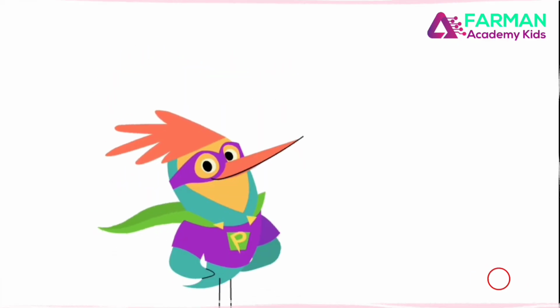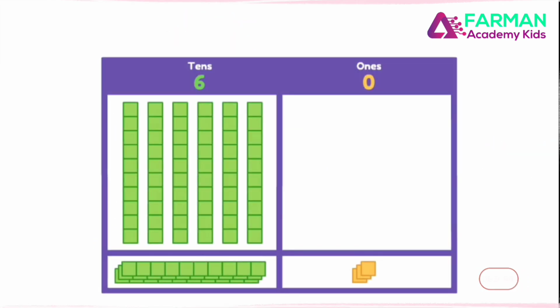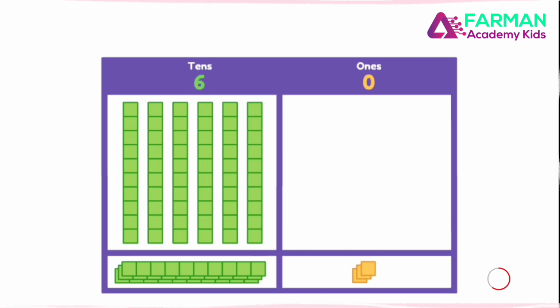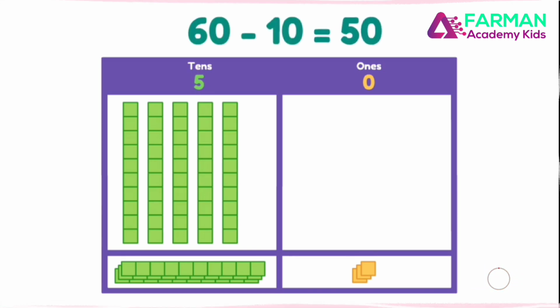Super Pack here! Let's solve this equation! We have 60 blocks, which equals 6 rods. We are subtracting 10 blocks, which equals 1 rod. What is 60 minus 10? This is the tens place. Since we are subtracting one group of 10 from 60, let's remove 1 rod and subtract 1 from the tens place. 60 minus 10 is 50!